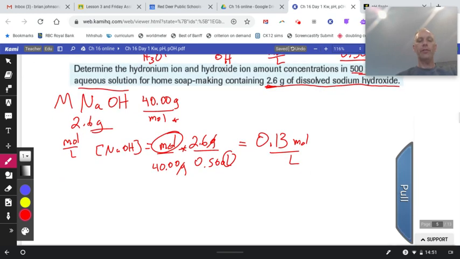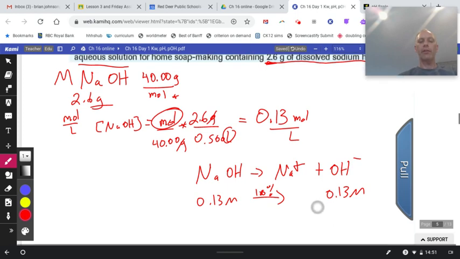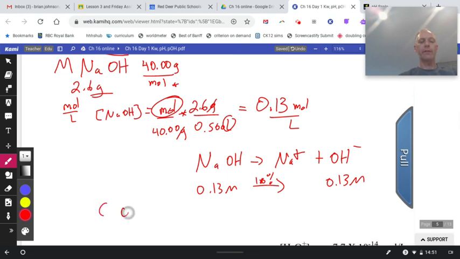Now NaOH dissociates in a 1-to-1 ratio, Na plus and OH minus. So 0.13 molar, 100% high solubility, becomes 0.13 molar hydroxide. Okay, well, there's our concentration of hydroxide.